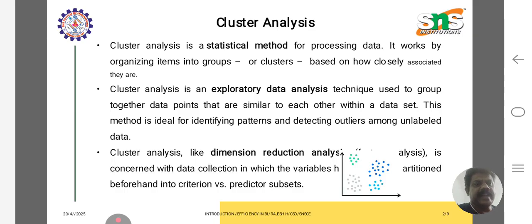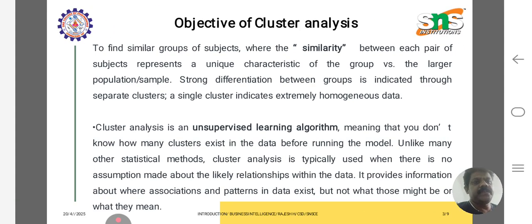So it is something like a dimensional reduction analysis, which is concerned with data collection in which all the variables have been associated or partitioned beforehand into criterion versus predictor subsets. So the objective of cluster analysis is to find similar groups of subjects where the similarity between each pair of subjects represents unique characteristics of the group versus the larger population or sample. The strong differentiation between the groups is indicated through separate clusters. Sometimes a single cluster indicates extremely homogeneous data.